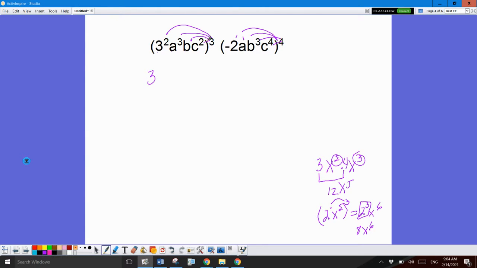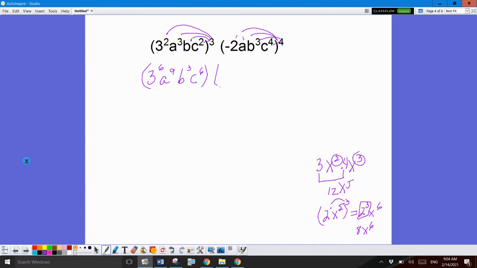So 2 times 3 is 6. A, 3 times 3 is 9. B, 1 times 3 is 3. And C, 2 times 3 is 6. And that is step 1 on the left side.